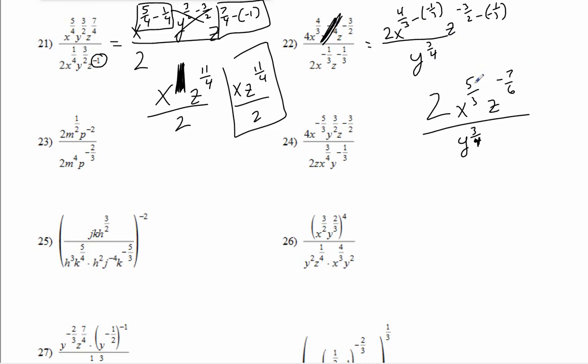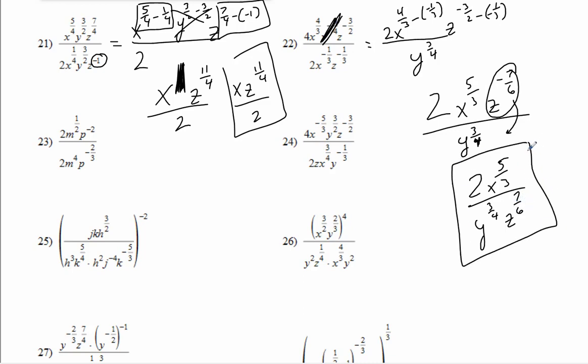4/3 minus a negative 1/3 is 5/3. Negative 3/2 minus a negative 1/3 is negative 7/6. But again, this is negative, right? It goes to the bottom. So answer 2: x to the 5/3 over y to the 3/4, and then z to the 7/6 power. That's our answer for number 22.